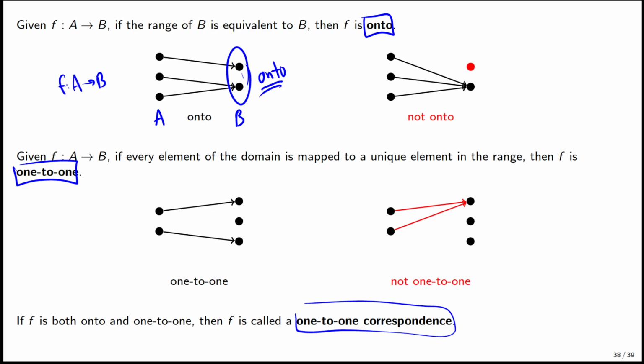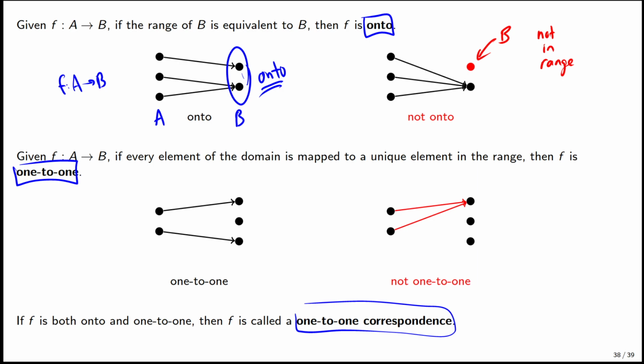Here's an example of a function that is not onto. This function on the right is not onto because this element here, this is in B, but it's not in the range. So because there's one element in B that's not in the range, it is not onto.